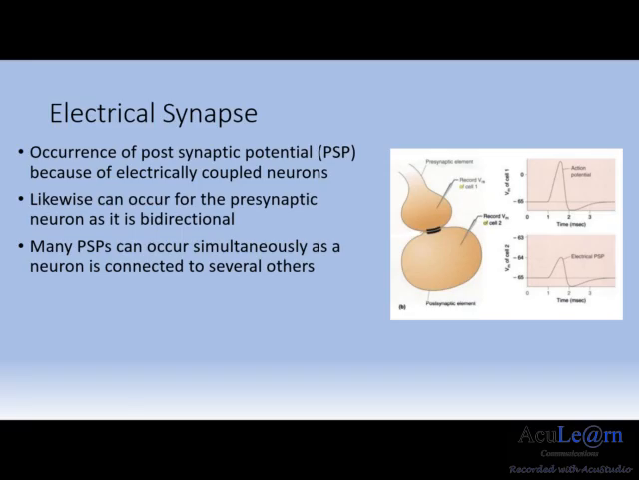As a neuron usually synapses onto several other neurons, several PSPs occurring simultaneously can result in a very strong excitation for the neuron. This phenomenon is known as synaptic integration, and it will be touched upon later in this video.